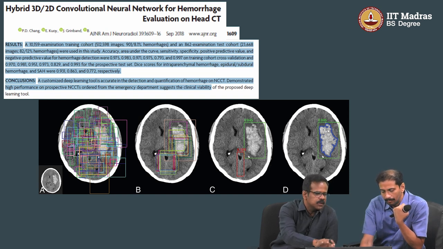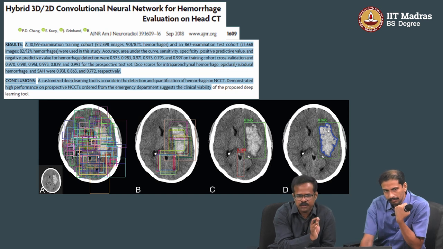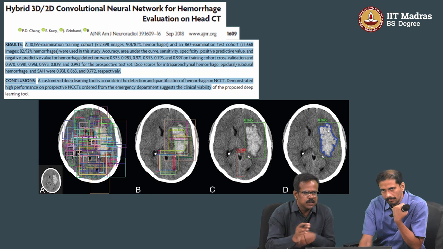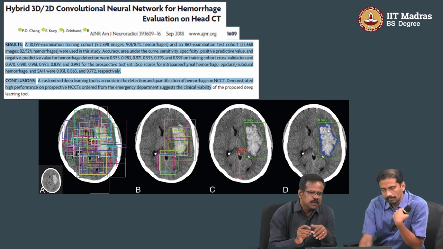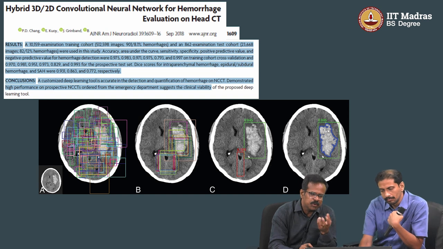Recently, we have given a project to IIT graduates to identify in our setup, just to diagnose whether there is a bleed, to triage. What does triage mean? If there is a bleed, the patient goes to one pathway. If there is no bleed, goes to another pathway. To take that decision quickly, where hundreds of scans are done, such an algorithm may be useful. So we are experimenting with one group of graduates to build our own model.